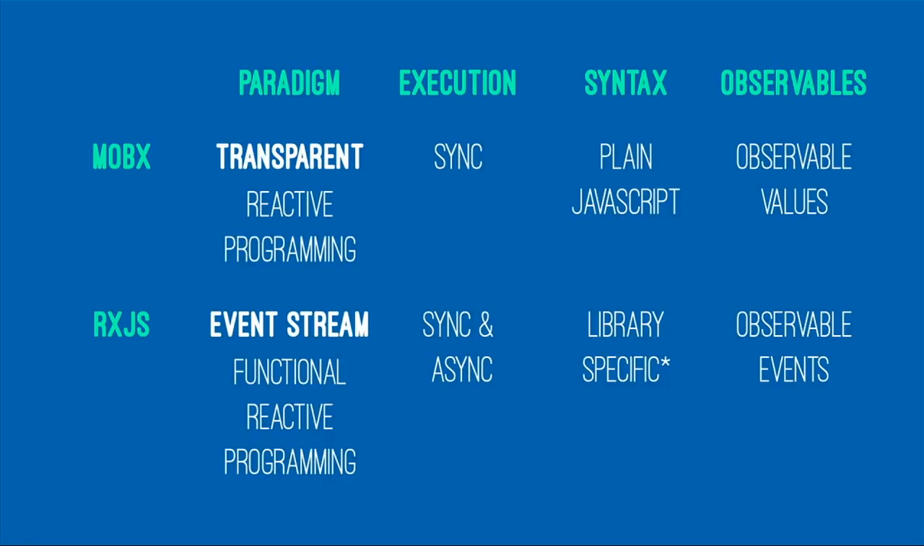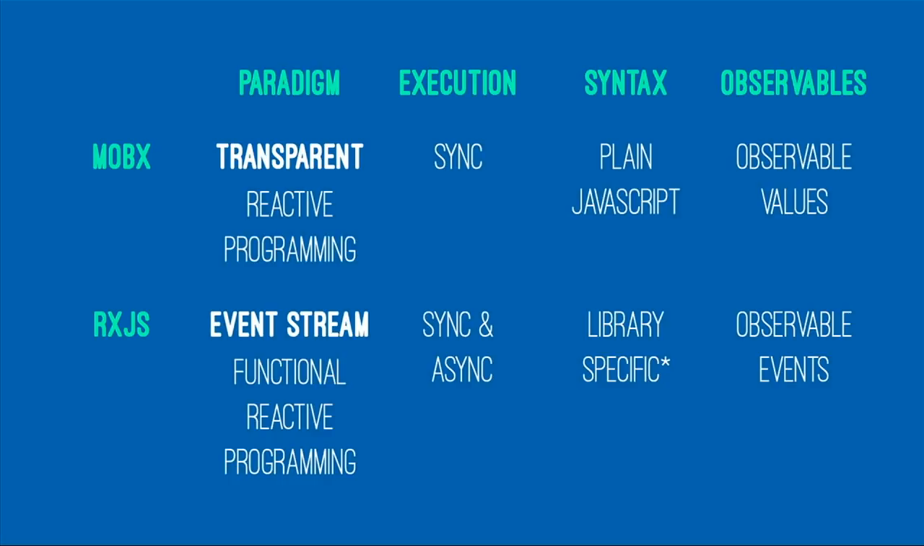Execution. In MobX, the execution is synchronous because we wanted predictability. We wanted to understand how to change my state. In RxJS, it's sync by default, but it gives you the power to go async, to go crazy with virtual time, to do as many things as you want to do. Syntax, MobX is plain JavaScript, RxJS is library specific, but there is a standard starting. It's library specific now. We're going to see how that plays out in 1 year's time.